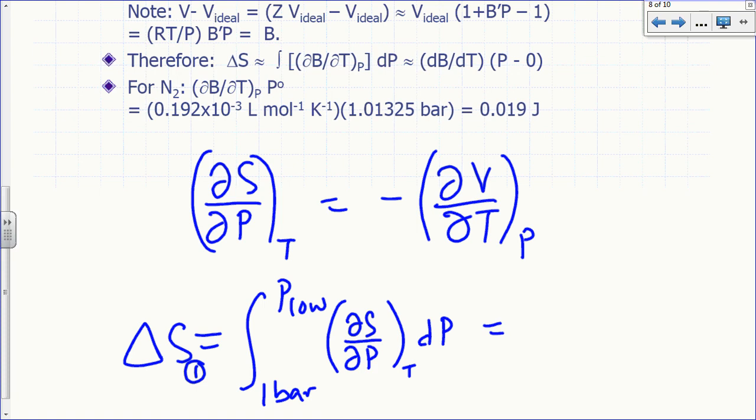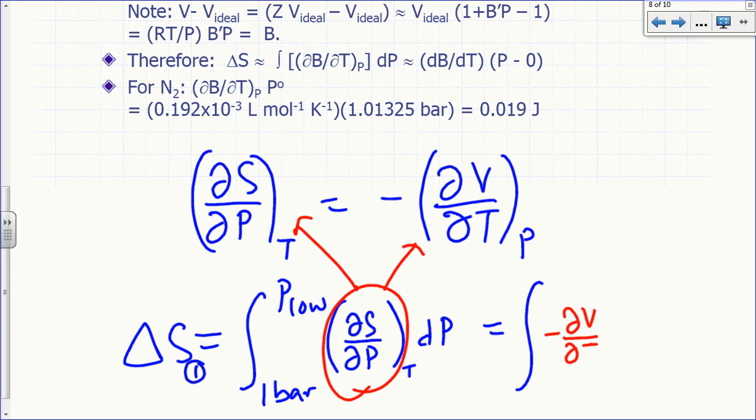So I can rewrite this using my Maxwell relation. This is going to be the negative partial derivative of volume with respect to temperature at constant pressure, dP, from 1 bar. I'm just going to start calling 1 bar P naught. So from P naught to P low, I'm just going to say P sub L.